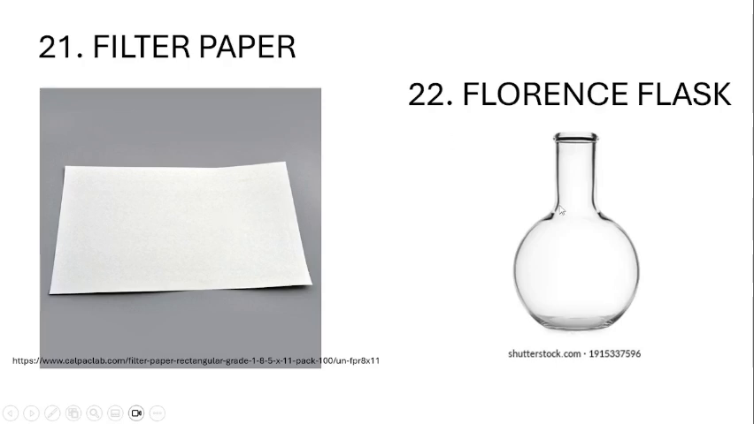Next, we have the Florence flask. It has a round body and a long neck, and there are two types actually. You have the flat bottom, which is what we call the Florence flask, and there's also the round bottom flask. I have not provided an illustration, but the RBF, or round bottom flask, is still considered a Florence flask.